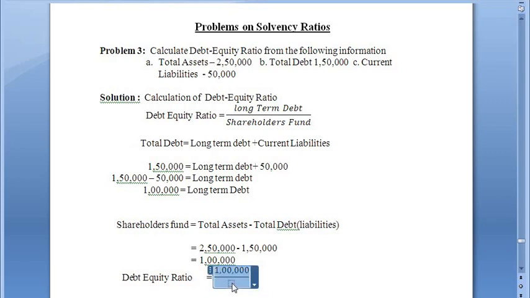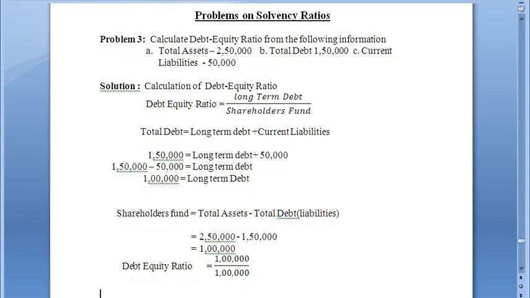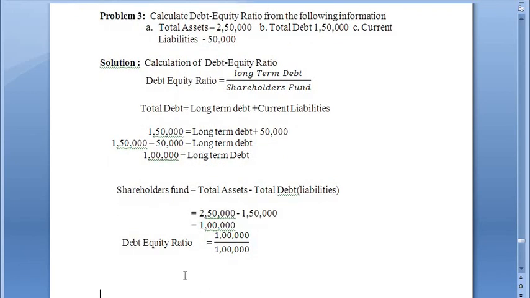Even this is also 1 lakh. So write here 1 lakh. Now find out the ratio: 1 lakh divided by 1 lakh into 100 is equal to how much? We are not calculating the percentage, we are calculating the ratio.